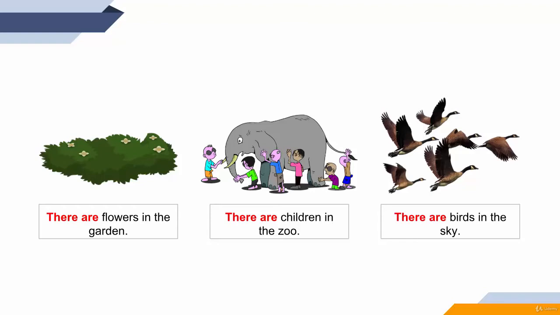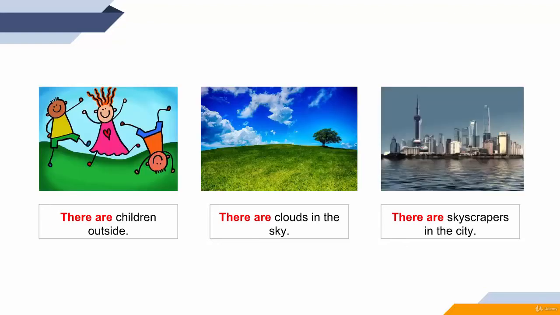Just a quick revision because I saw children. So 2 children, 1 child, 2 women, 1 woman, 2 mice, 1 mouse, a lot of people, 1 person. Some other examples. There are children outside. There are clouds in the sky. There are skyscrapers in the city.